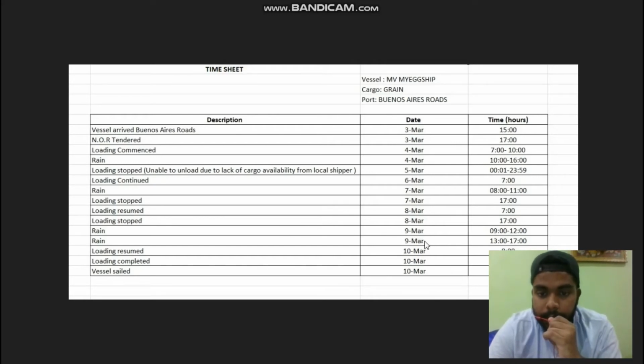After that, on the day, the rain happened again at 13 hours and it lasted until 17 hours on that day. And the next day, 10 March, the loading resumed at 8 hours and it was successfully completed at 12 hours. On that day, 10 March, the vessel sailed at 19 hours.